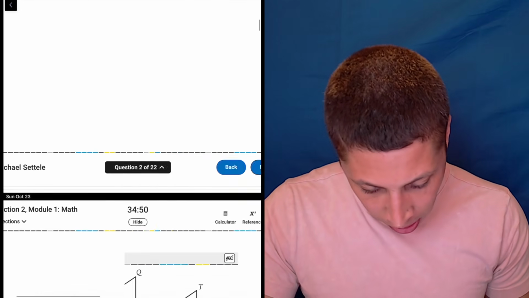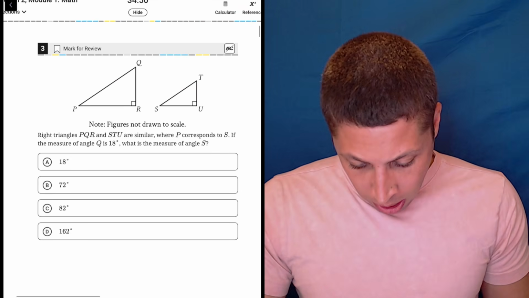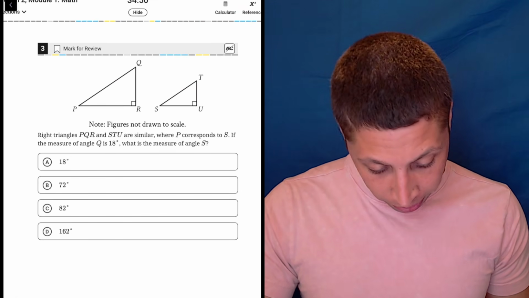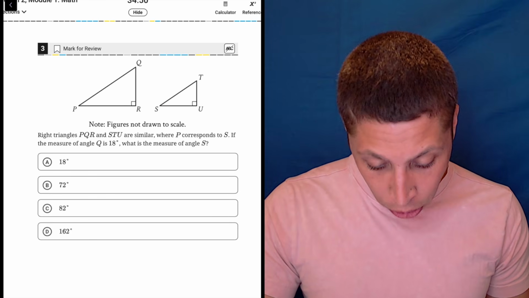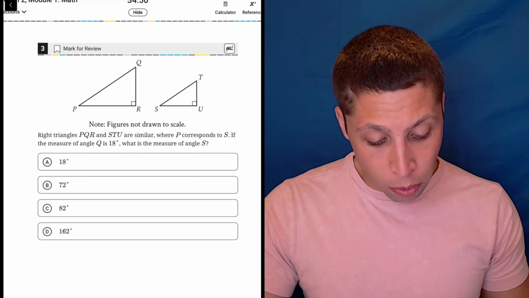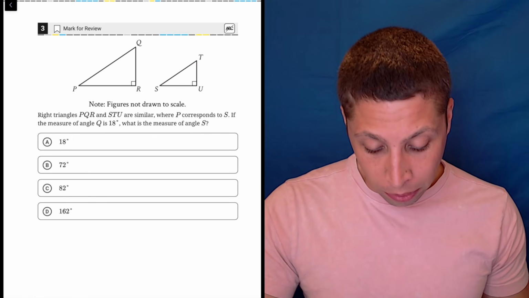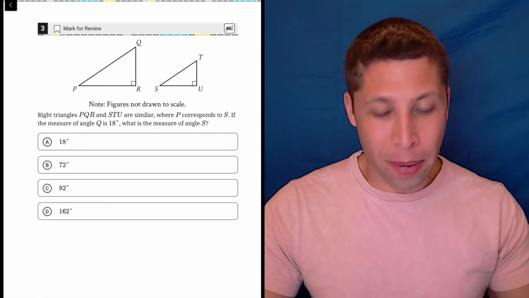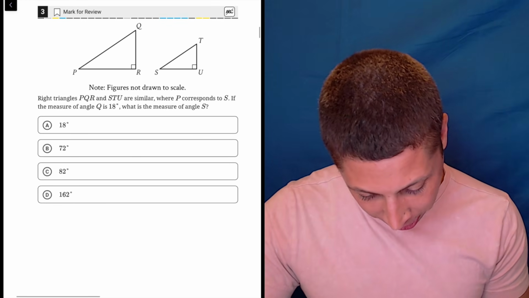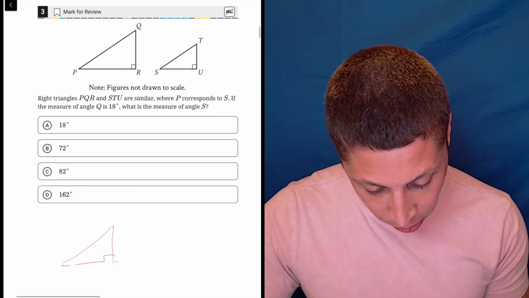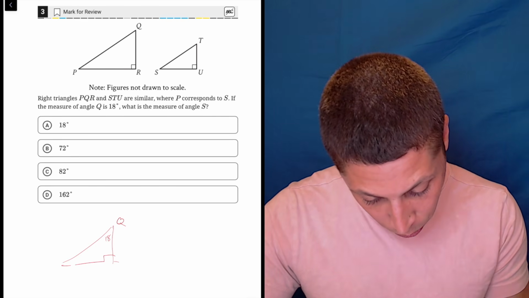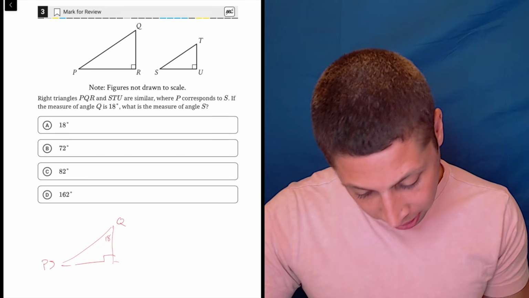Choice B. Question 3. Right triangles PQR and STU are similar, where P corresponds to S. Okay, that looks like that. If the measure of angle Q is 18, what is the measure of angle S? So Q and T are going to be the same. So what we're really trying to find is P. Now remember, you can't draw on the picture, so my temptation is to draw there, but I can't. So on my scrap paper, what I'd honestly do is just redraw it and then put 18 up here, that's Q, and P and S are down here.